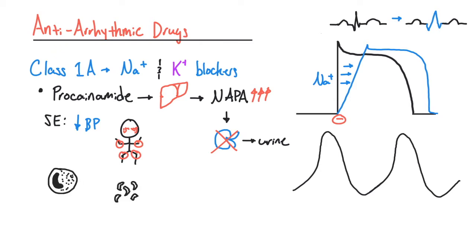Procainamide can also cause some serious and life-threatening lowering of a type of white blood cell known as a granulocyte, which is depicted here with its little granules, and this is called agranulocytosis. Procainamide can also cause a marked decrease in platelets in some patients called thrombocytopenia.